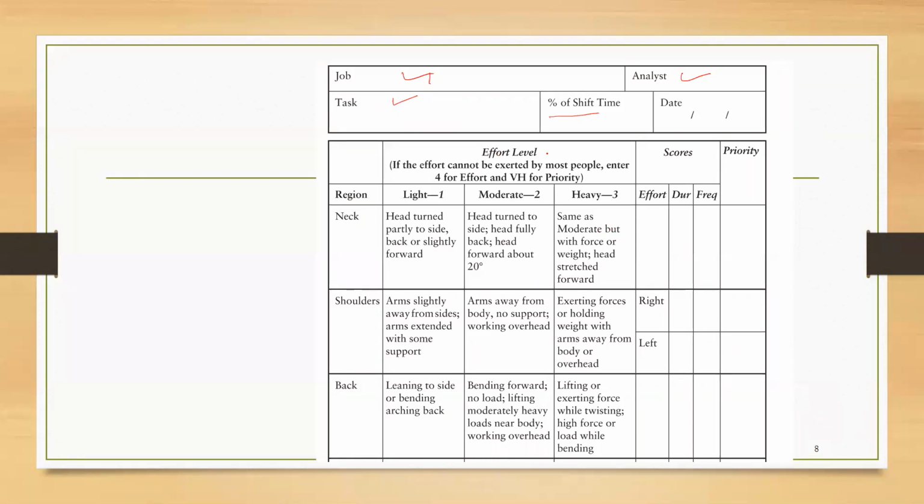So the three factors are, first, this effort level. You can see effort level can have a score of 1, 2, or 3. But if the effort cannot be exerted by most people, enter 4. So here under effort, we can have 1, 2, 3, or 4. And 4 will be there if it is an extremely difficult task and it cannot be performed. The effort cannot be applied by most of the people in that population.